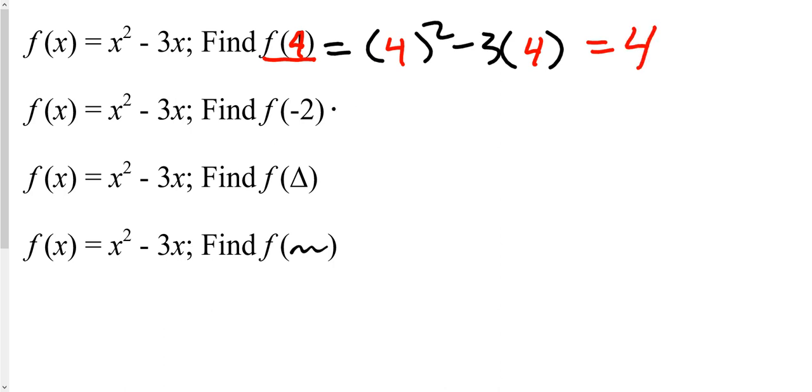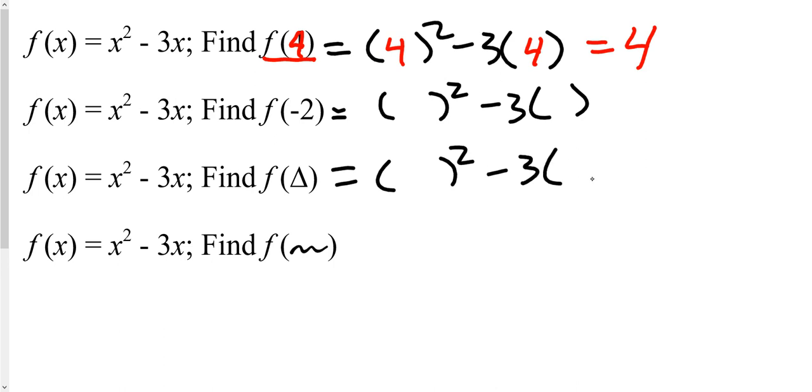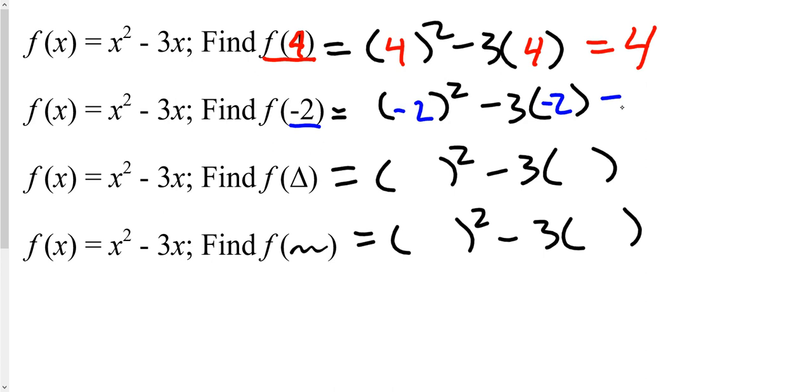Same idea on the next one. Your rule is always the same according to what we have over there. And on all these, it's always input squared minus 3 times input. Now, it's just, once again, whatever's in your parentheses is what you plug in. So in this case, it's negative 2 squared, which is a positive 4, because a negative times a negative, plus 6, and you get 10.